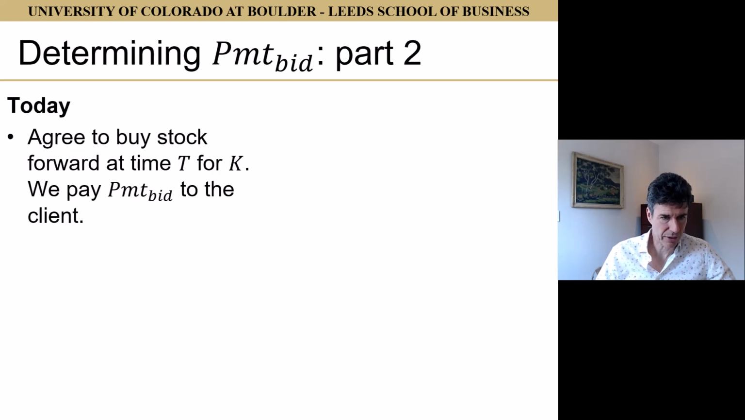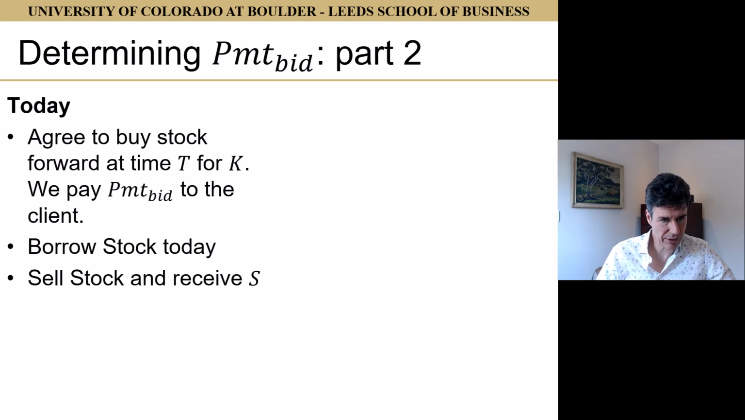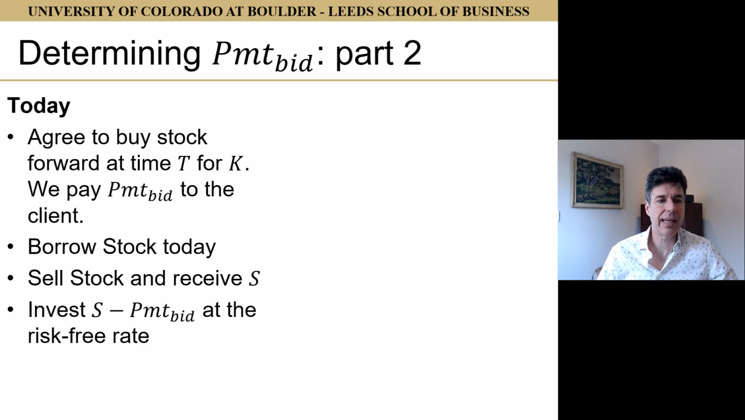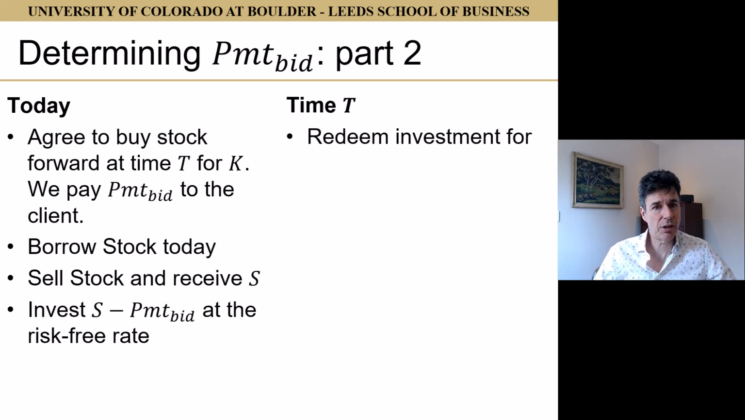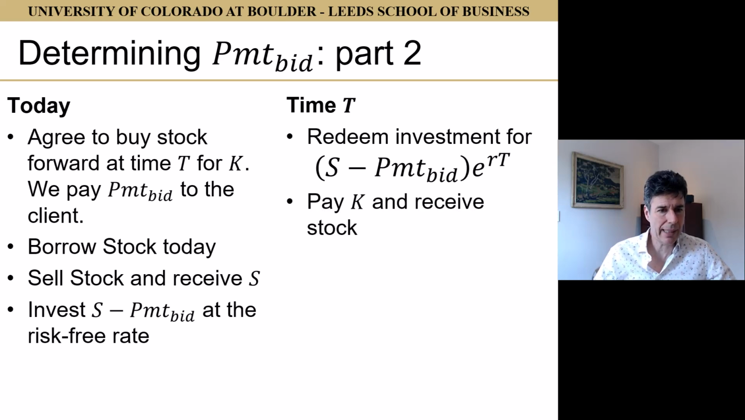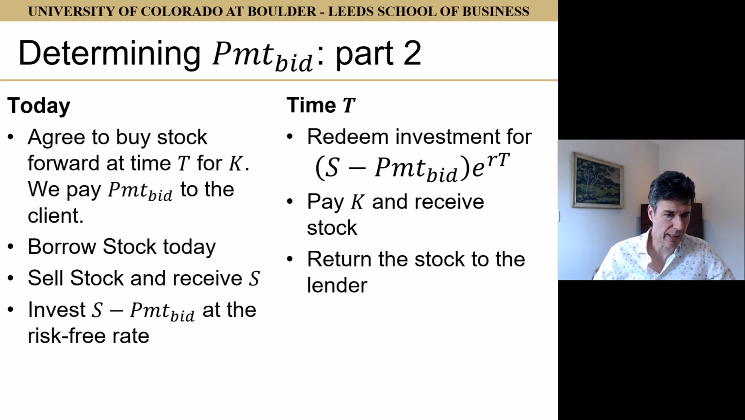We do the following transactions. We agree to buy the stock forward at time T for K. We pay payment bid to the client. We borrow the stock. We sell the stock and receive S, and we invest S minus payment bid at the risk-free rate. At maturity, we redeem the investment, S minus payment bid grown at the risk-free rate. We pay K and receive the stock, and we take the stock and return it to the lender of the stock at the beginning.